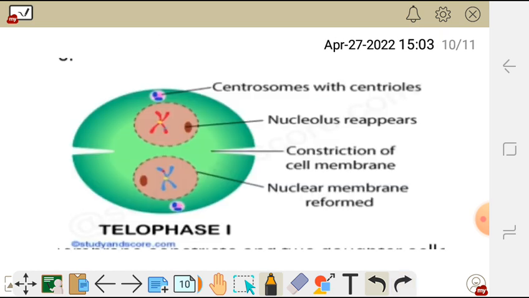We can see we have two nuclei now. They have been moved to the opposite poles, and the membrane starts to constrict. The constriction of the cell membrane starts, and that leads to formation of two daughter cells which are genetically non-identical because of crossover which happens in prophase 1.